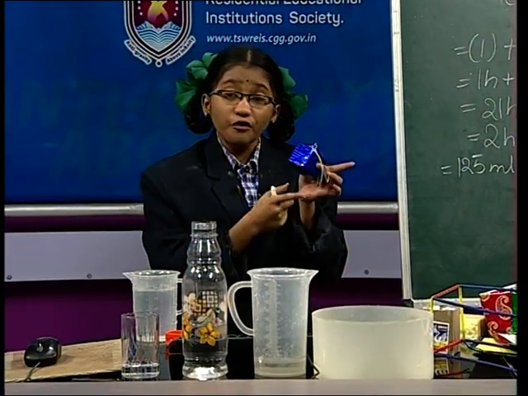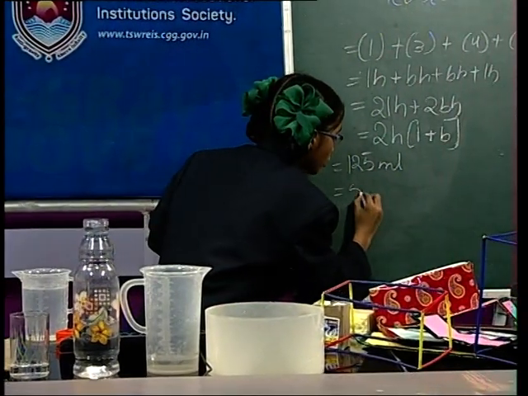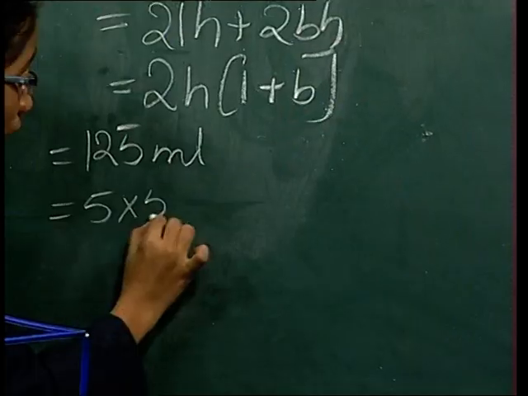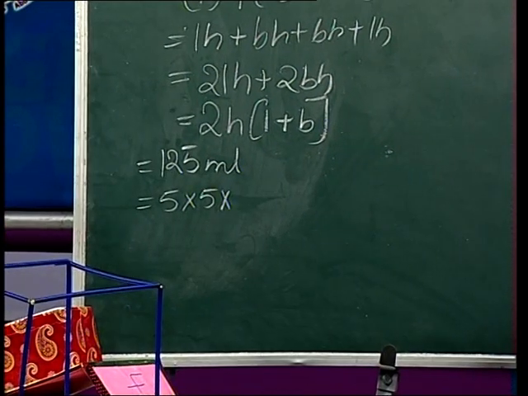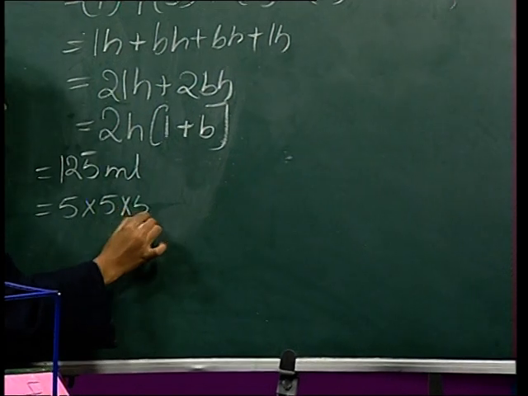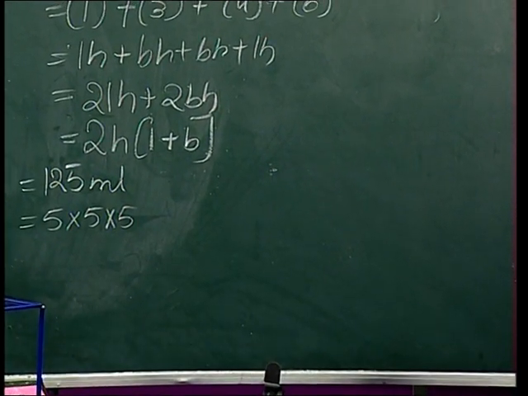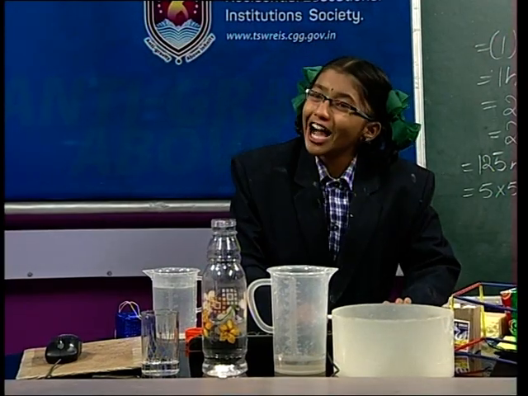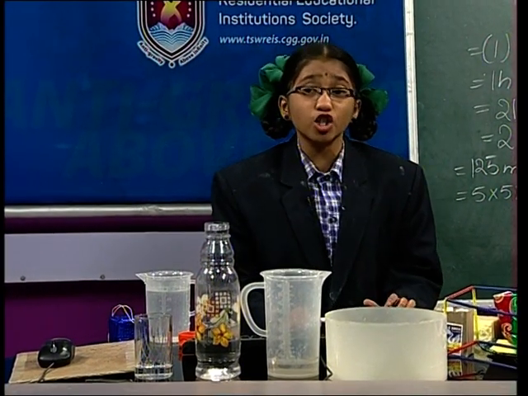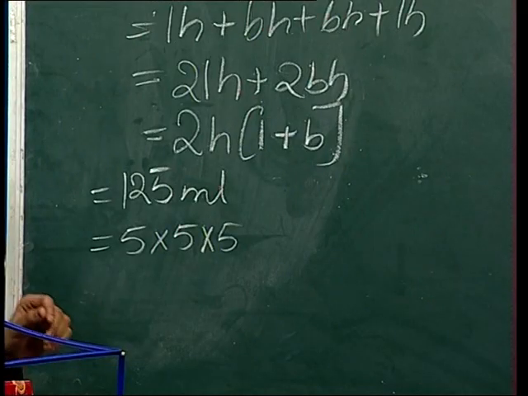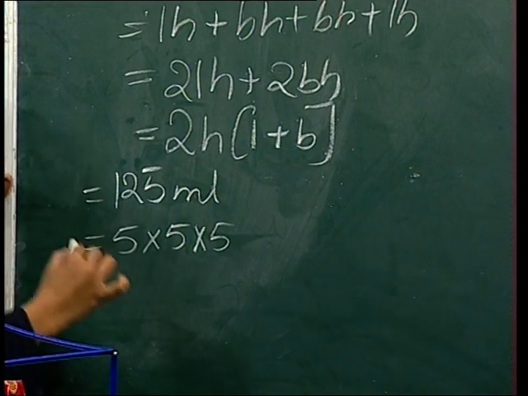The length is 5, so 5 into the breadth is 5, 5 into the height is also 5. So why are all the sides equal, all the dimensions equal? Very good, because in this cube all measurements are equal. That's why these are all equal. So we may test it, whether it is right or wrong.